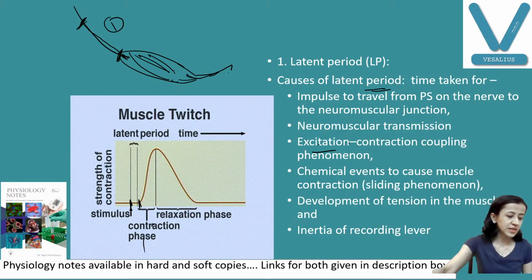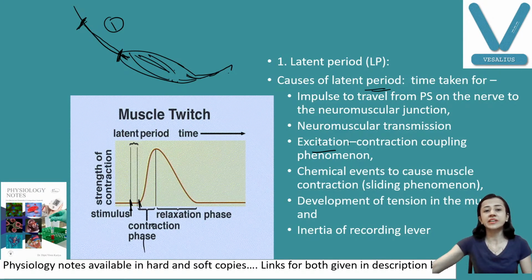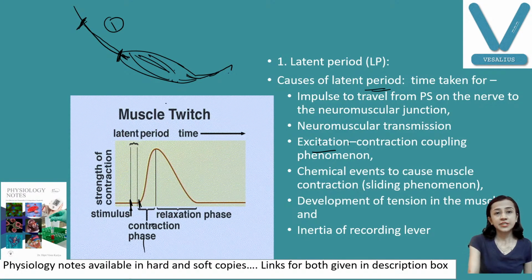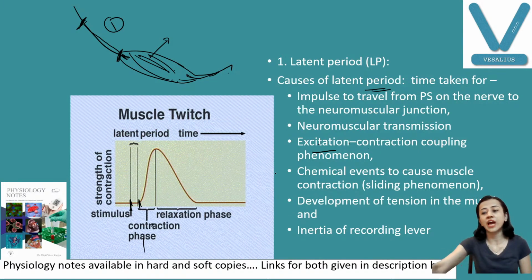The next one is chemical events. After excitation-contraction coupling, calcium ions come out of the sarcoplasmic reticulum, and there is the sliding mechanism we have discussed, the sliding filament theory. So this also requires time. Next, tension develops in the muscle, and that results in muscle contraction. And the last cause for the latent period is the lever. We also have to lift the lever, and for that some inertia is required. So all these are the causes for latent period.